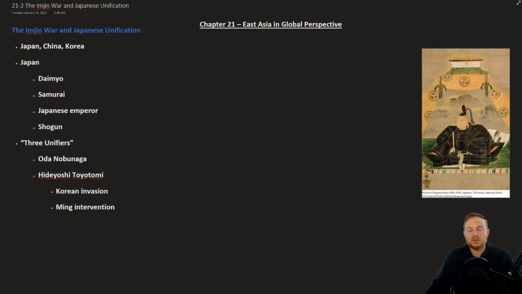All right. This is The Earth and Its Peoples by Richard Bulliet, Chapter 21, East Asia and Global Perspective. We're looking at Section 2, the Imjin War and Japanese Unification.